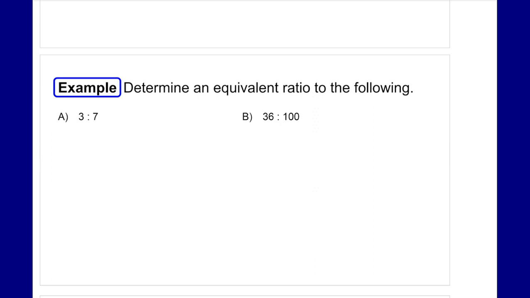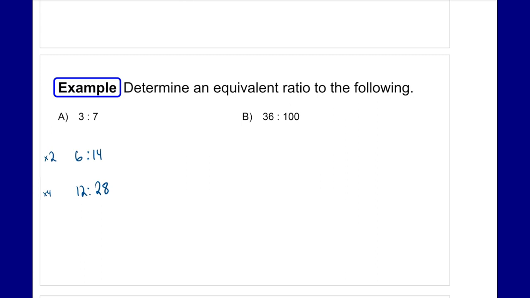So for example, 3 to 7 might be the same as 6 to 14. I just multiply both numbers by 2. Maybe I multiply them both by 4 and I get 12 to 28. I have to check that because I don't quite know my times tables off the top of my head. But again, those are all equivalent ratios to 3 to 7.